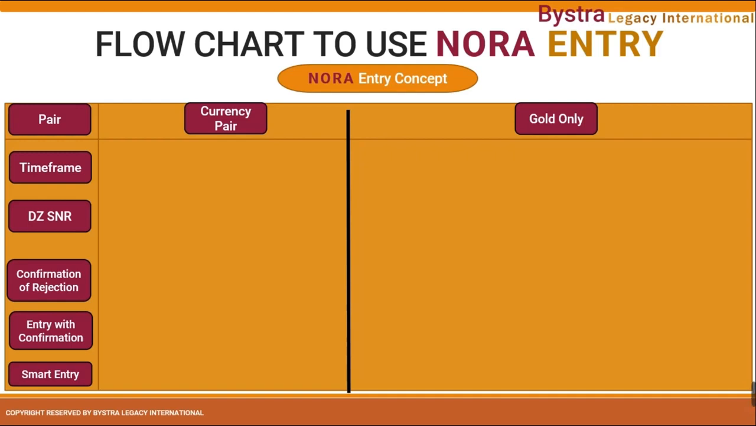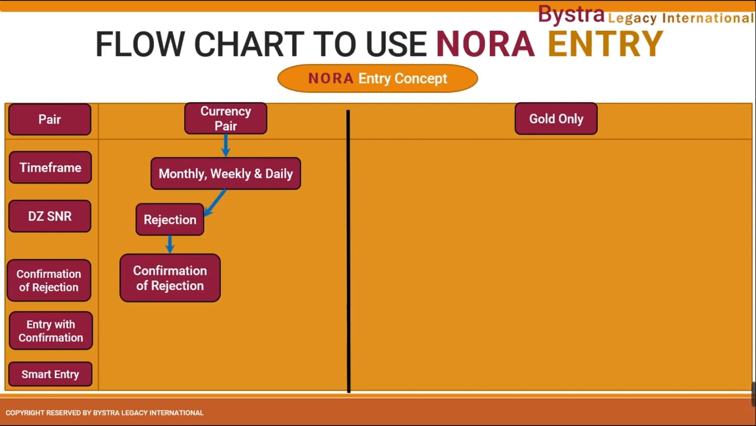From the beginning of the class up to now, you have already learned a little bit about smart entry. So what I'm saying is like this. Normally we will go to the monthly, weekly and daily time frame to mark the danger zone SNR. The reason is that we want to know the direction of the price. When we have our danger zone marking, then we can see where the price is heading, whether they reject a certain SNR or they do a breakout and pullback.